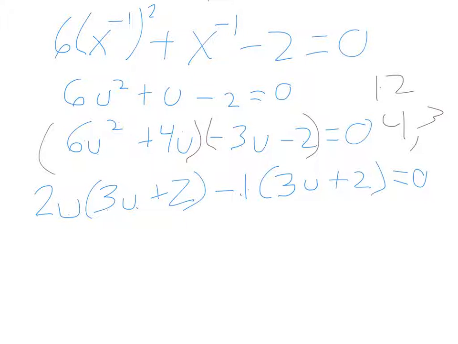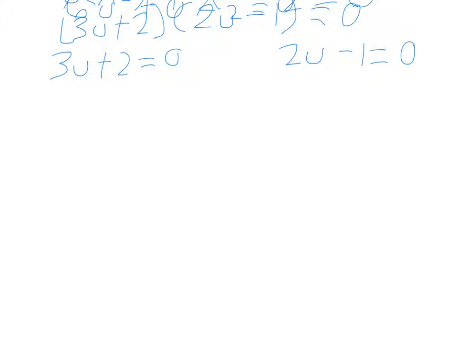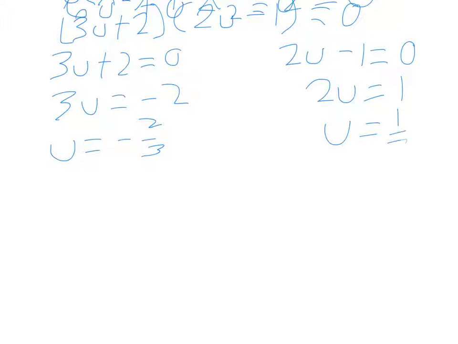Since they both have a 3u plus 2 in common, you can factor that out, so it would be 3u plus 2. And what we're left with is 2u minus 1 equals 0. So that means 3u plus 2 is equal to 0, or 2u minus 1 is equal to 0. So if we solve this one for u, we'd have 3u is equal to negative 2, and u is equal to negative 2/3. And for this equation on the right, that means that 2u is equal to positive 1, and u is equal to positive 1/2.